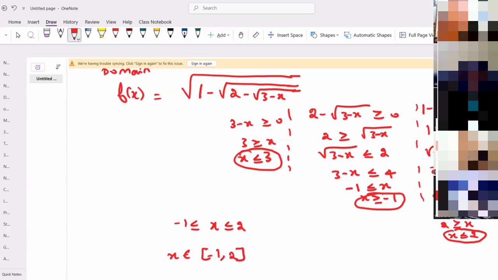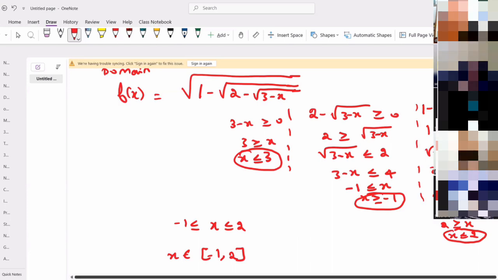Okay. Square root of 1 is 1. 2 minus 1, 1 again. So square root of 1 is 1. Then 1 minus 1 is 0. So square root of 0 is 0. Okay. Similarly, try with minus 1.